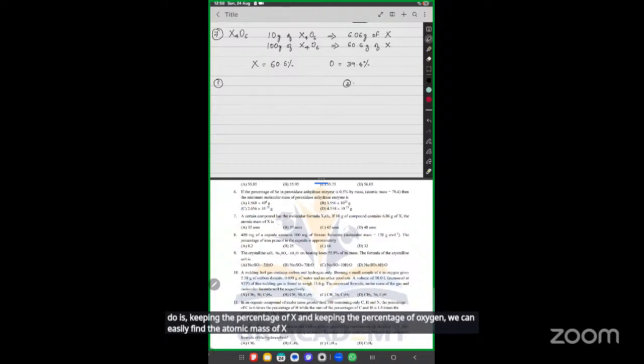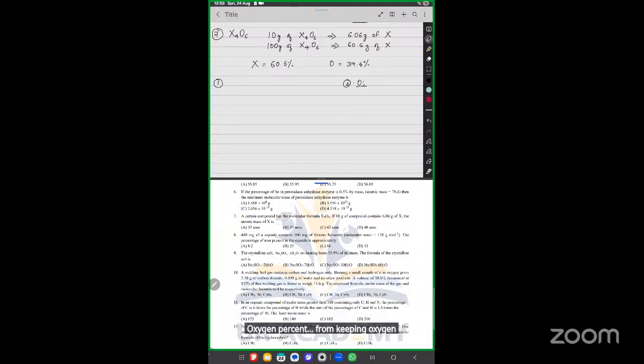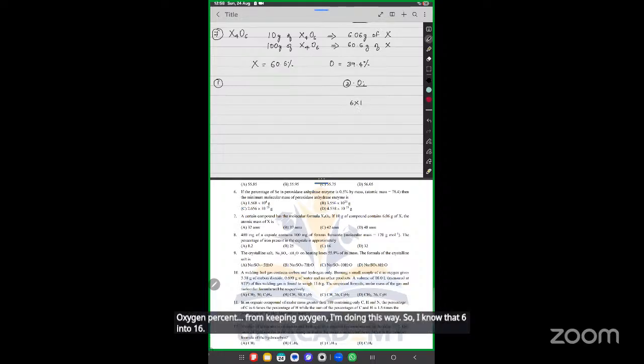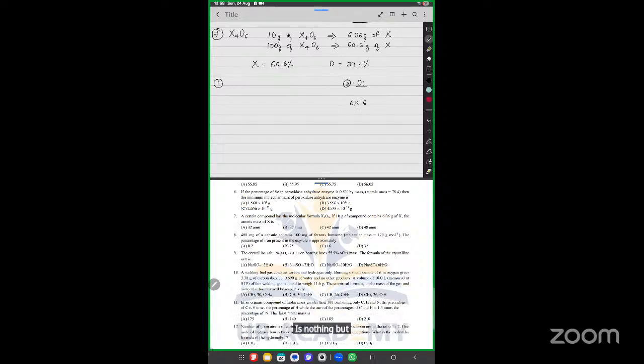So, keeping oxygen, I do it this way. I know that 6 into 16 is the mass of oxygen divided by total mass. What is 16 into 6? 96. So 96 divided by 4x plus 96 is equal to the percentage, 39.4%, which is 39.4 divided by 100. One method is this.